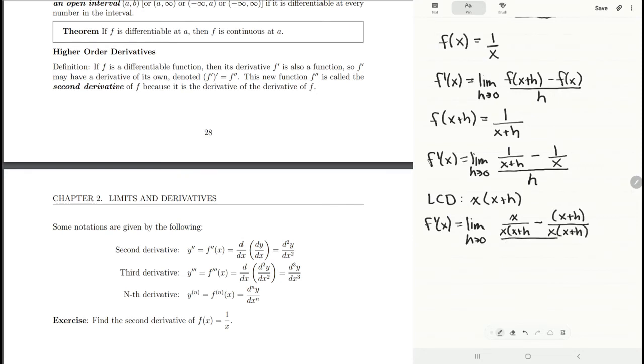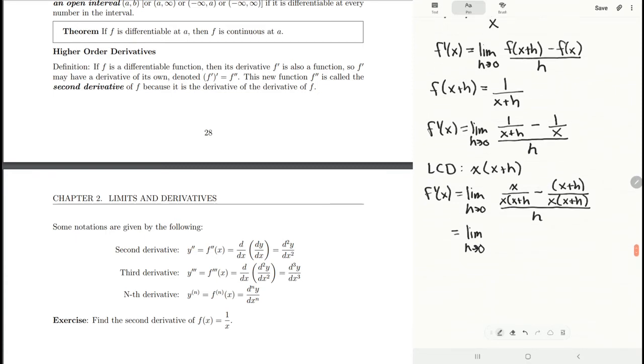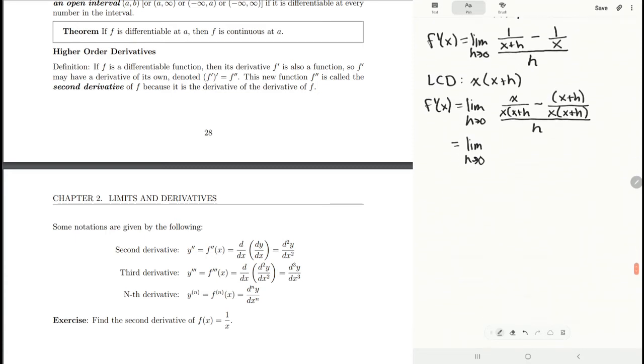And this is all over h. And now that we have a common denominator, we can combine the fractions. So we have x minus (x plus h), all divided by x times (x plus h), and this is all over h.